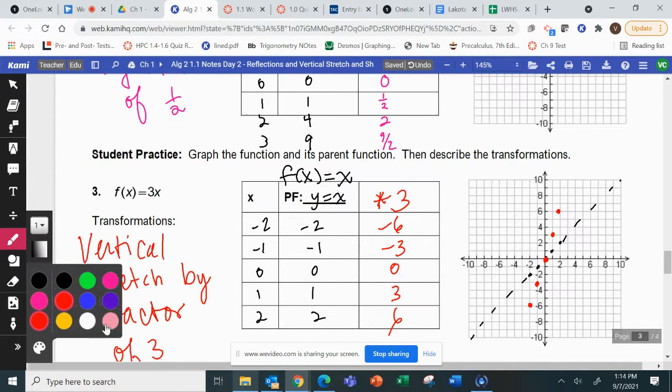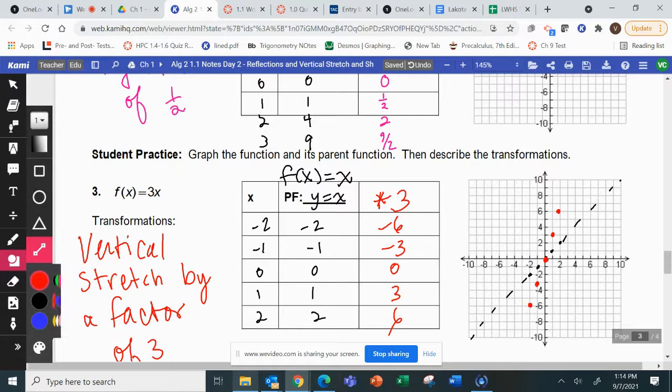When I graph those, this was a vertical stretch, so it should be getting closer to going straight up. It's closer because it's going up faster. Multiplied by 3, it goes 3 times as high. And with a line, what is that 3? The slope of the line. It's steeper than the first line.